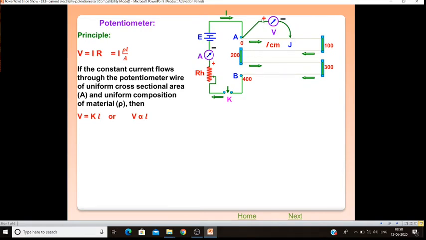Now across the wire, here is the voltmeter and this one is the jockey. The voltmeter's positive terminal is connected with the positive terminal of the primary cell. Here it is the point A.